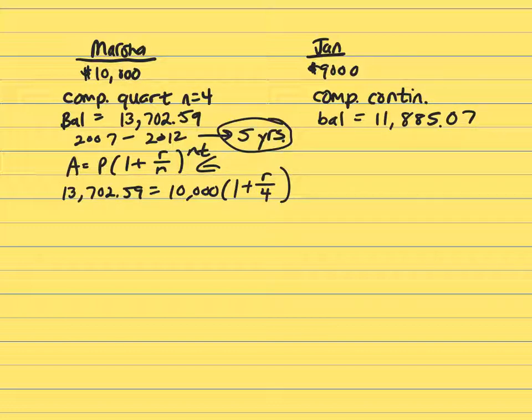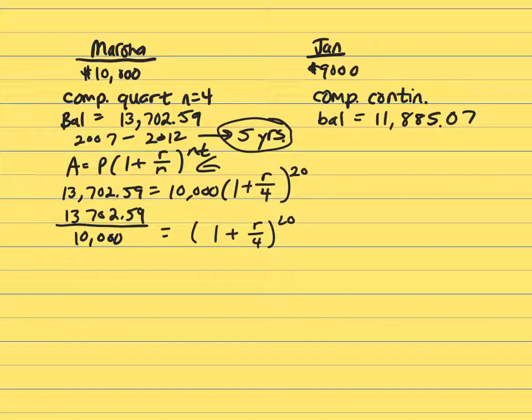So it's N times T, 4 times 5 is 20. And then the first thing I want to do is divide both sides by 10,000 equals 1 plus R over 4 to the 20th. And I think we'll go ahead and simplify the left-hand side. All that's going to do is move your decimal, and that turns into 1.370259 equals 1 plus R over 4 to the 20th.